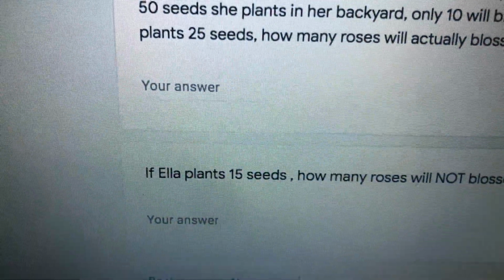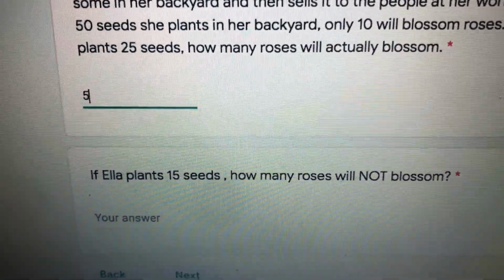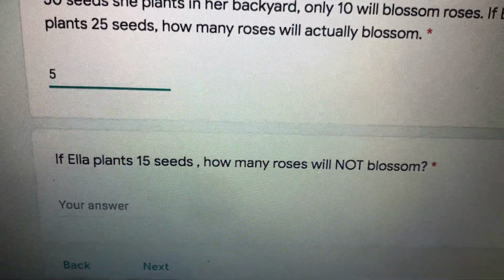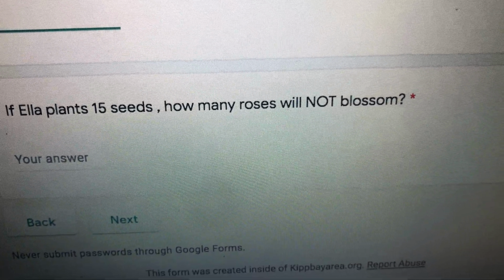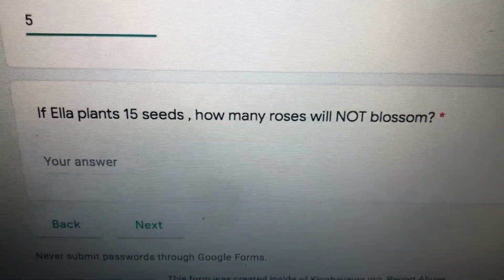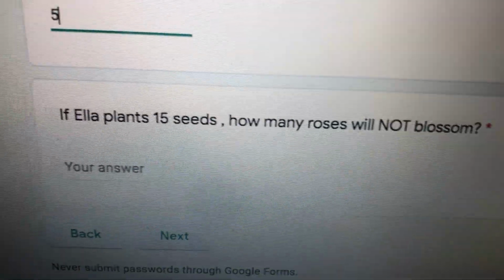And again, when you type in your answer, we only put the number. So just put 5. That's all I need you to do, is to put 5. Okay, so here's part 2. If Ella plants 15 seeds, how many roses will not blossom?